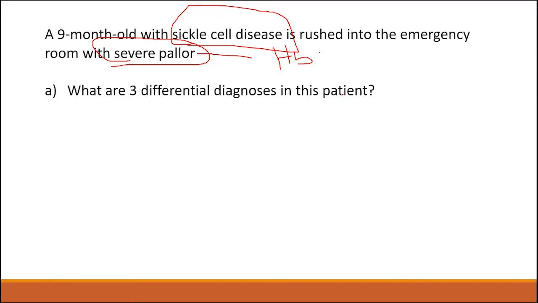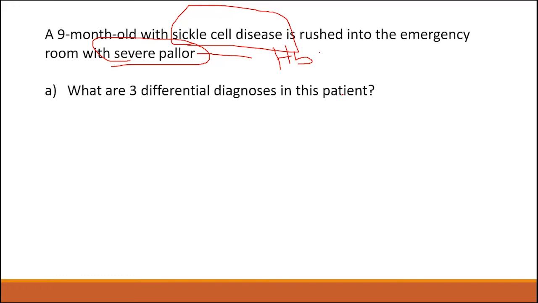The spleen is undergoing what? Sequestration. Two, aplastic crisis. Then there can be hyperhemolysis. So again, splenic sequestration, aplastic crisis. Sometimes we also call it the vaso-occlusive crisis. So this person could be developing vaso-occlusive crisis. We can have hyperhemolysis.